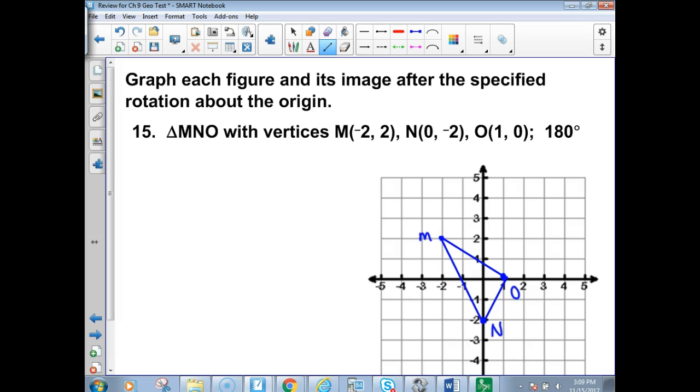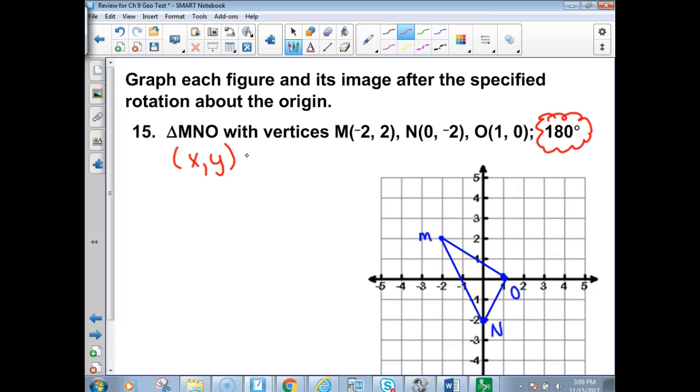Okay, now it says to do 180-degree rotation. So you look up the rule for 180-degree rotation if you didn't remember it. And it's going to look like this. It's going to say X and Y, and then it has an arrow that goes to negative X, negative Y, which means change the sign of X and Y.